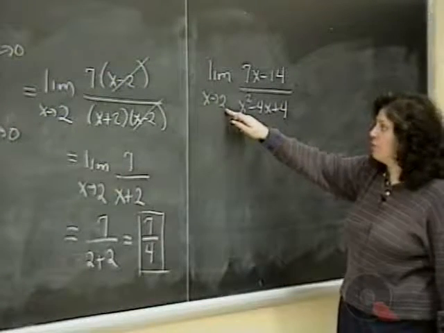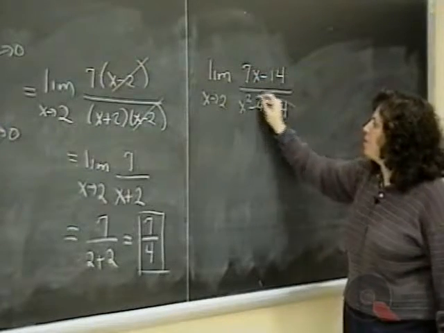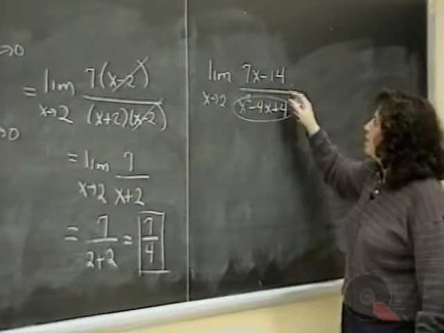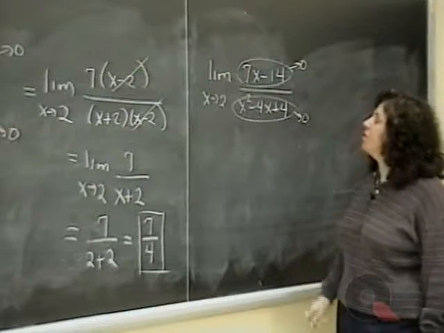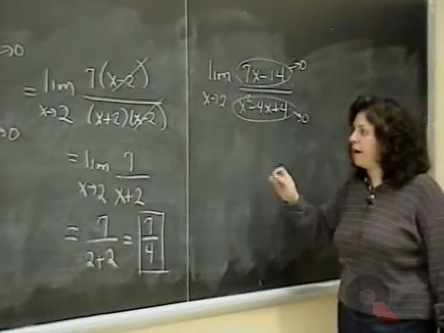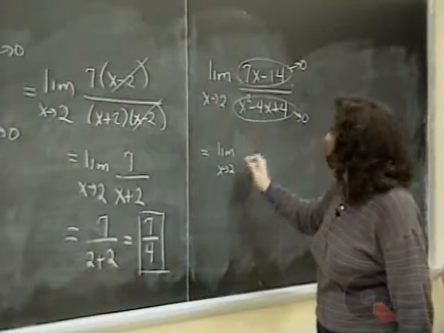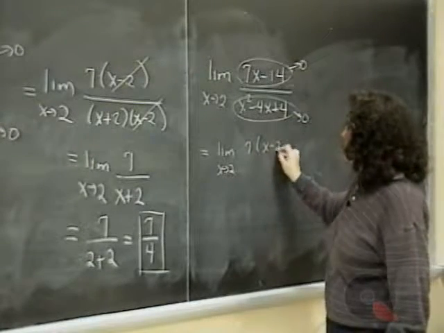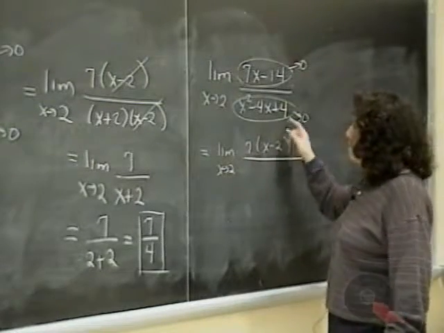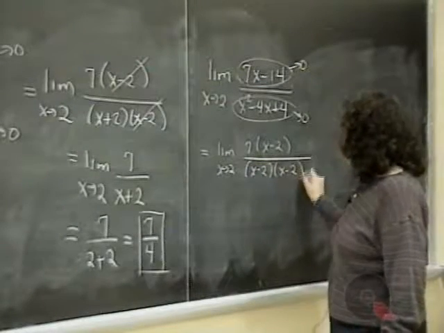If you let x approach 2, you'd have 4 plus 4, 8 minus 8. The bottom is going to 0. The top is also going to 0. It's again a 0 over 0 indeterminate form. Anything can happen. If, however, we perform some factoring, we factor out a 7 on the top times x minus 2, and we factor the bottom into x minus 2 times x minus 2.